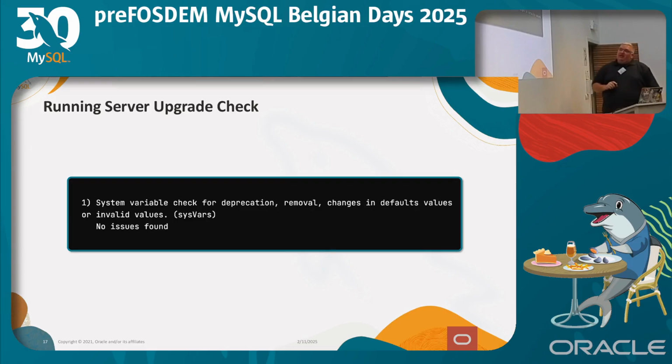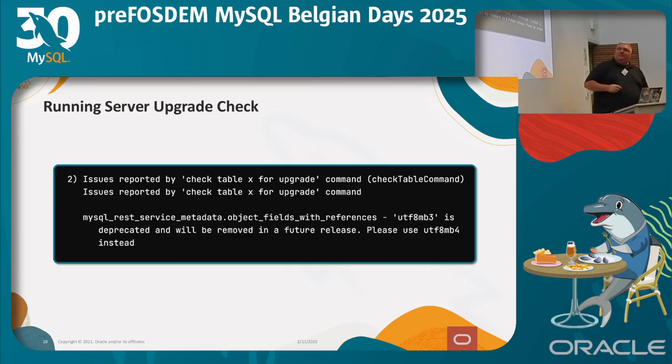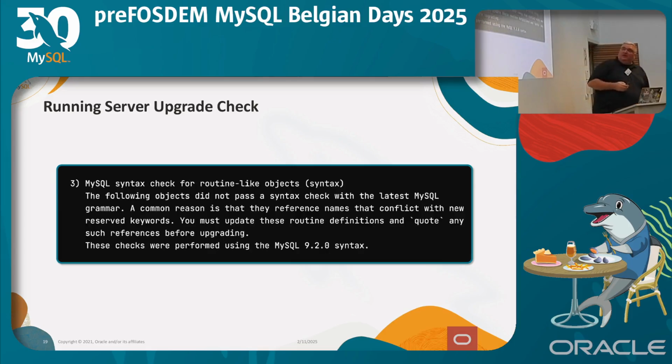First thing, it checks to see if there's any changes or deprecations in the variable checks. No issues found in this instance. Awesome. The next thing it does is check for issues reported by the check table x for upgrade command. And this has to be old because I haven't played with the MySQL REST stuff in like a year and a half, so I probably need to clean out some of the stuff in my local instance. So this is just to give me a warning saying, hey, utf8mb3 is deprecated and it'll be changed at some point in the future to utf8mb4.